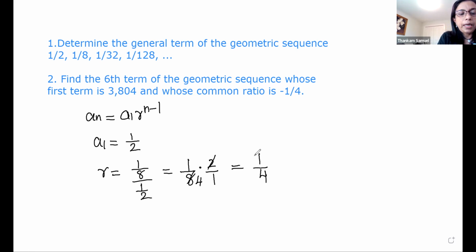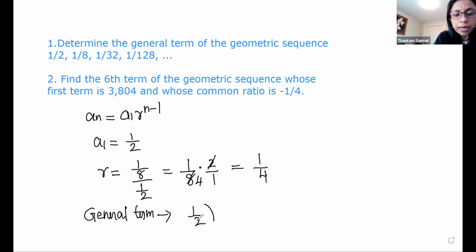Now we can write the general term. The general term is a sub 1, that is 1/2, times the common ratio 1/4 to the n minus 1. Certainly we can simplify this product, but for this example, let's keep the general term as 1/2 times 1/4 to the n minus 1.